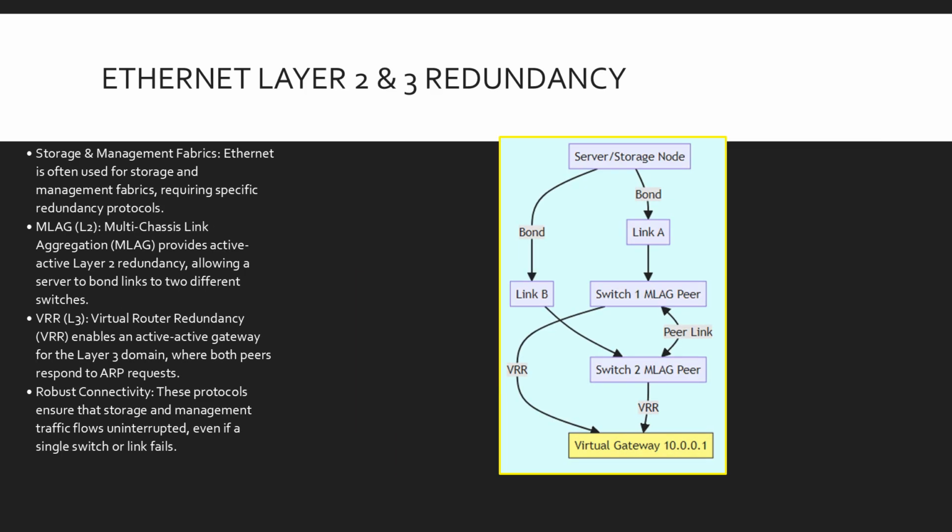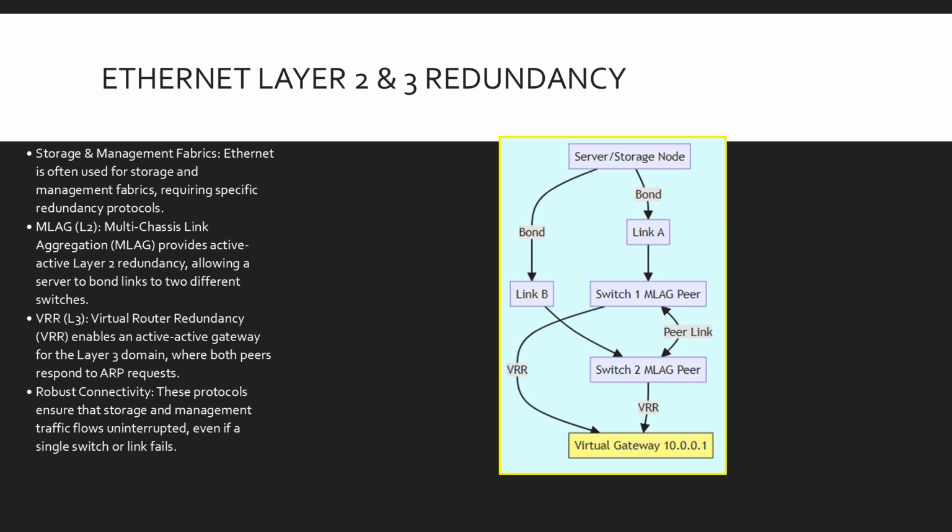InfiniBand handles the heavy compute load. Ethernet often manages storage and cluster management. For these networks, we use multi-chassis link aggregation, or MLAG. This allows a server to connect to two separate switches simultaneously, providing active-active layer 2 redundancy. At layer 3, we use virtual router redundancy, or VRR. Unlike legacy VRRP, VRR allows both switches to actively route traffic and respond to gateway requests. This combination ensures that the critical plumbing of the data center, storage and management, is as robust as the compute fabric.